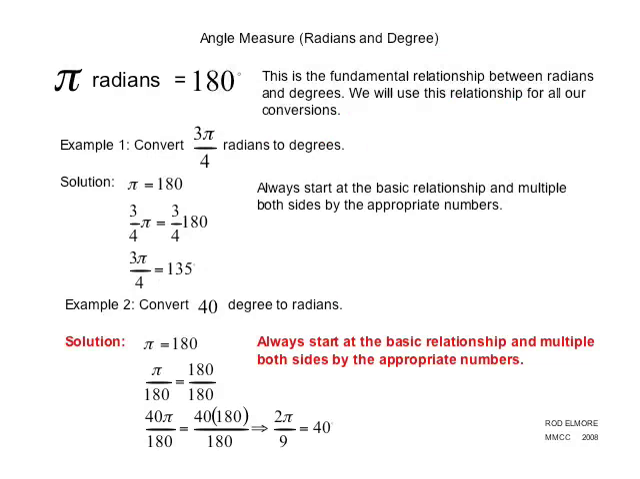That would mean that pi over 180 is equal to 1 degree. Multiply that by 40. So you've got to multiply both sides by 40. And you're going to have 40 pi over 180 is equal to 40 degrees. Reducing that down, we get 2 pi over 9 equals 40 degrees.